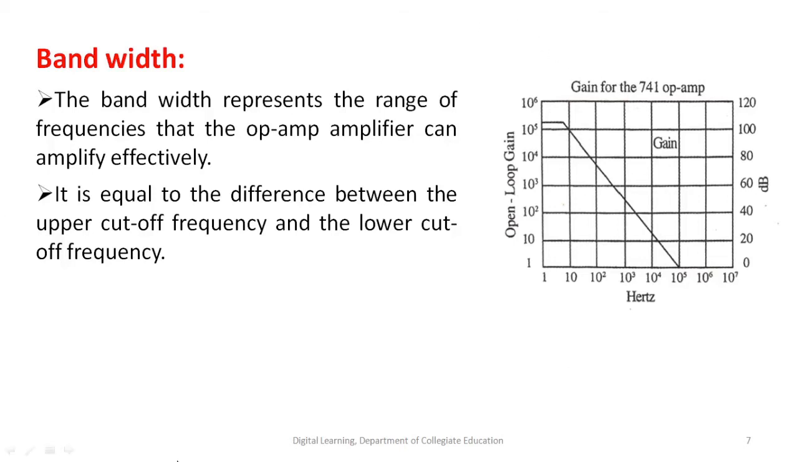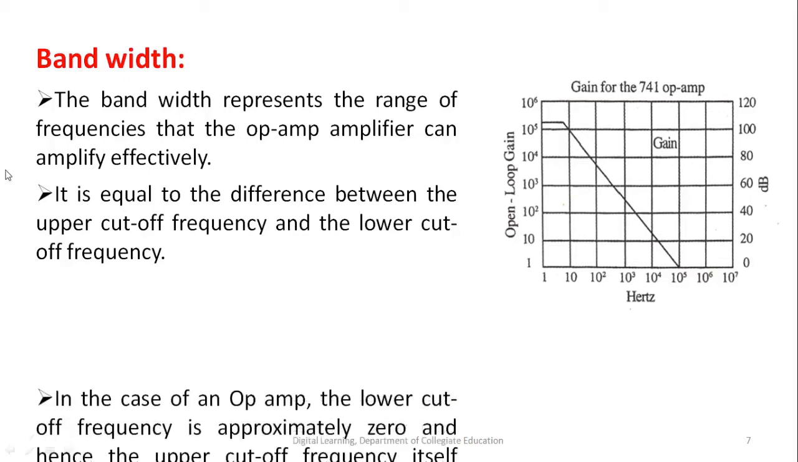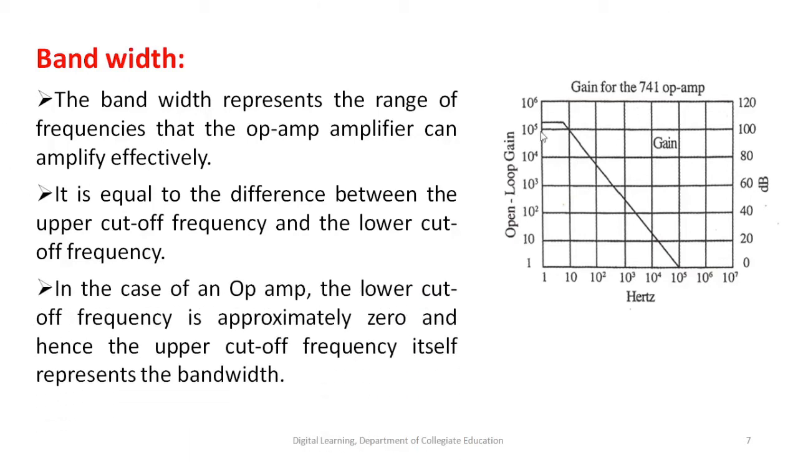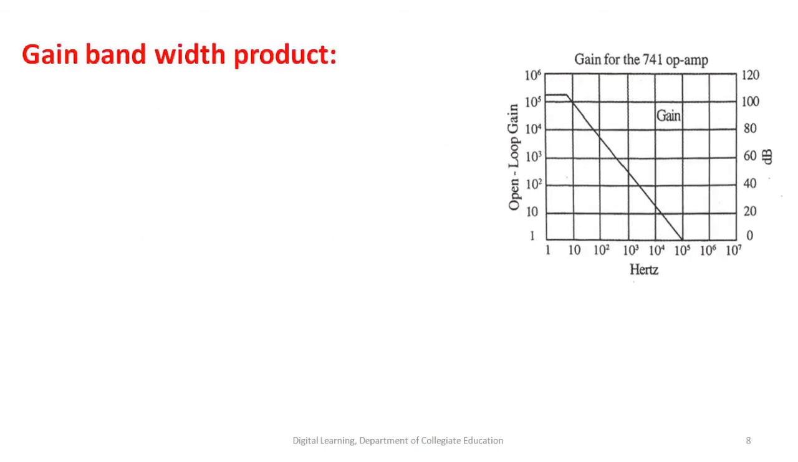Generally bandwidth is the difference between higher and lower cutoff frequency, but for an operational amplifier, that too for IC741, there is no lower cutoff frequency. If it were a band-type response, we would take lower and upper cutoff, but for IC741 the lower cutoff frequency is 0. That's why the upper cutoff frequency itself is the bandwidth. The upper cutoff frequency itself is considered as bandwidth of operational amplifier.